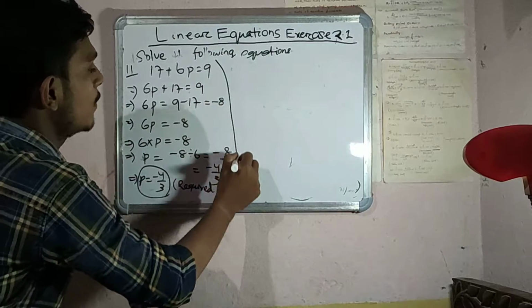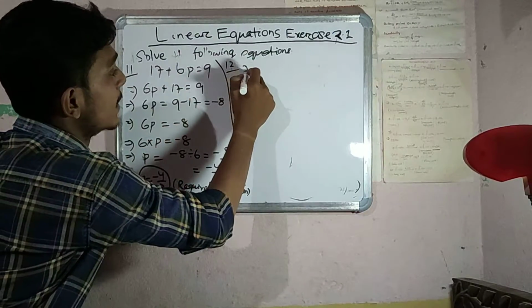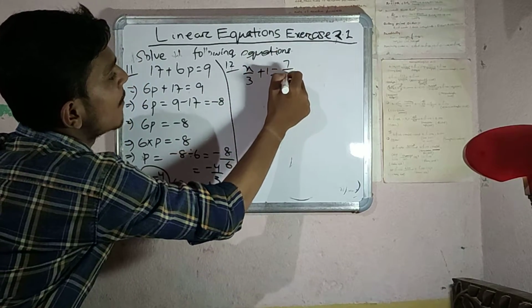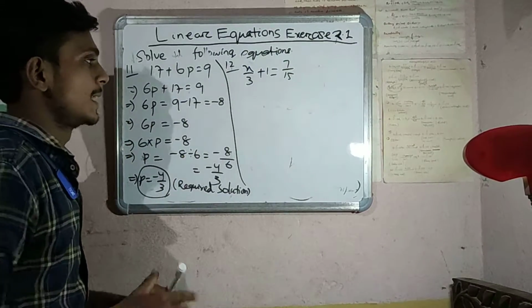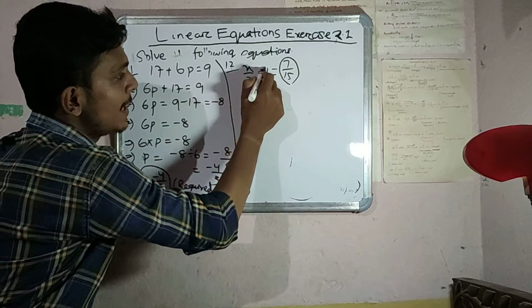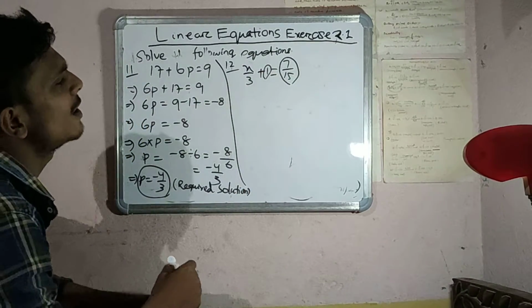Then question number 12, last but not the least. x by 3 plus 1 is equal to 17 upon 15. See, 17 upon 15 is a number and 1 is also a number. So it can be done in two ways.